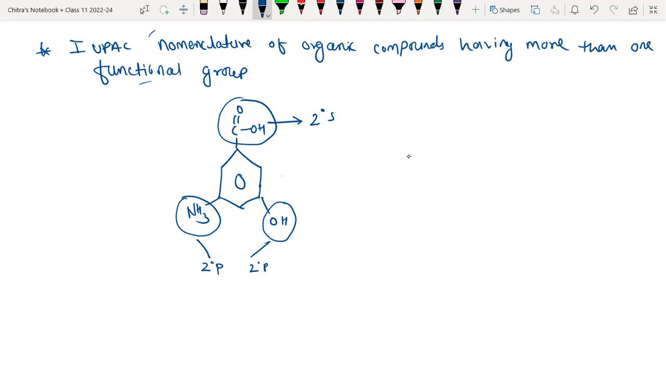For the NH3 group, which is amine, we have to use amino as a prefix. Oh, sorry, it's not NH3, it's NH2. Okay, amino. And for the alcohol OH group, we are using hydroxy.